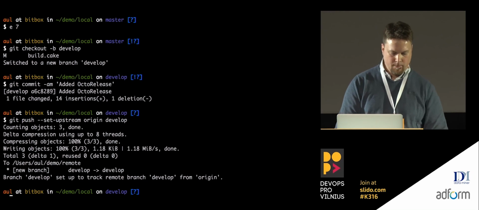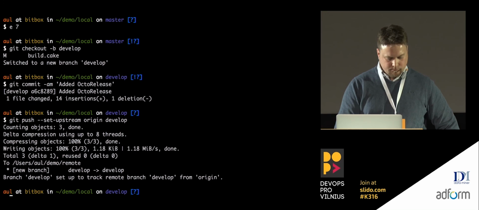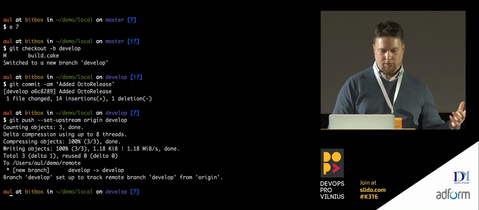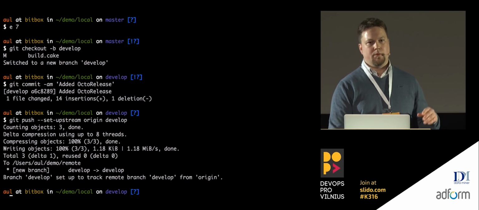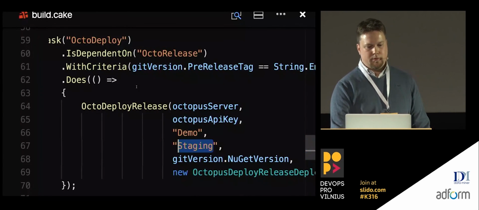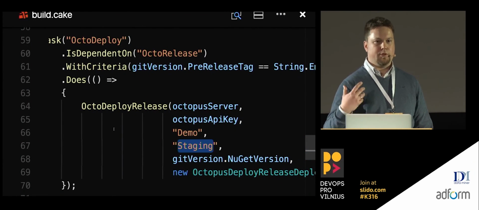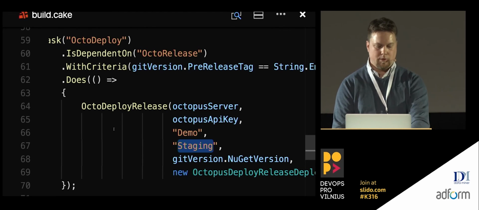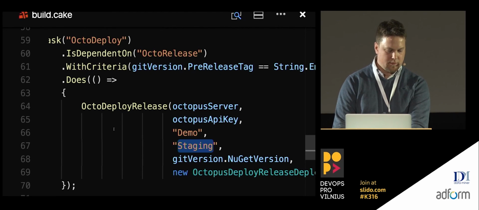Push that. And now TeamCity is going to build this, but it won't execute the Octo deploy because we've pushed this from the develop branch. So when TeamCity starts.